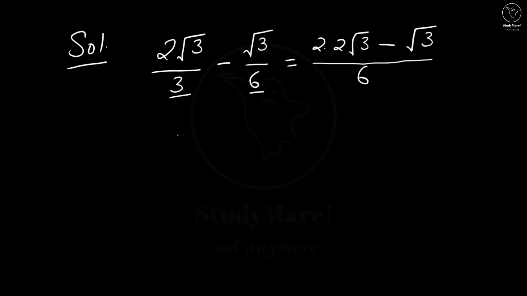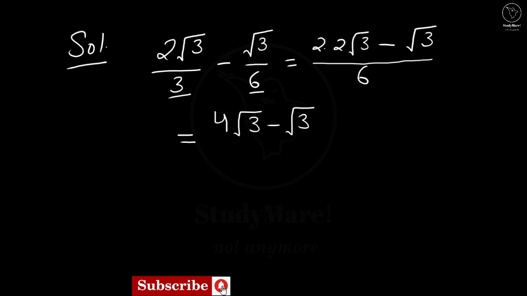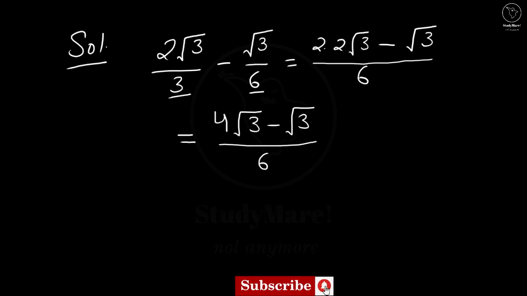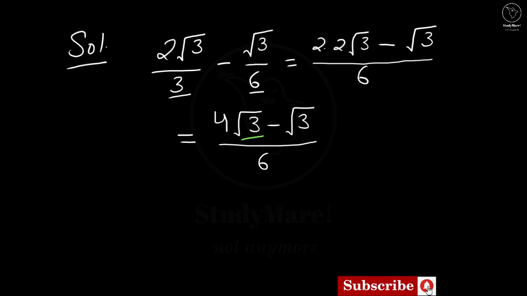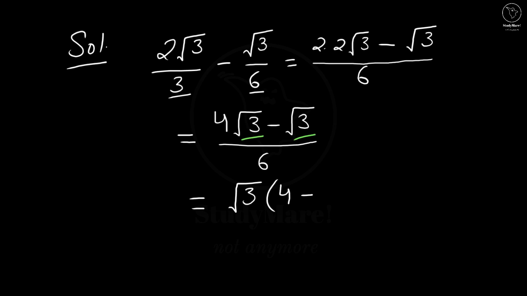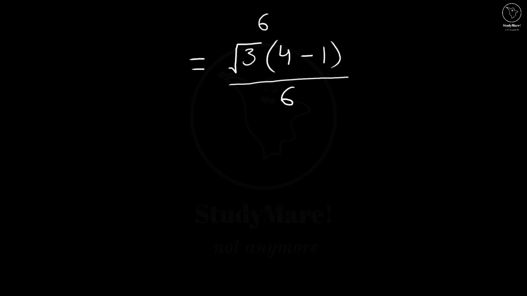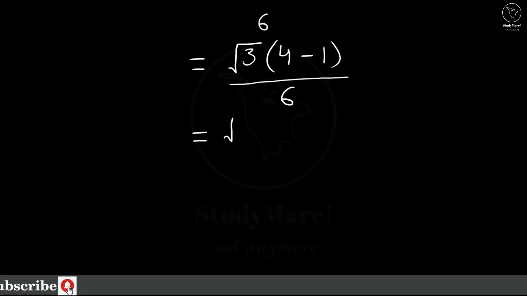Taking it further, this is equal to 2 into 2, we get 4 root 3 minus root 3 divided by 6. You see, we have root 3 here and root 3 here. That means root 3 can be taken as common. So let's take root 3 as common. Bracket inside, since root 3 has been taken as common, we are left with 4 over here, minus root 3 is outside, so we are left with 1 over here, divided by 6, which is equal to root 3.